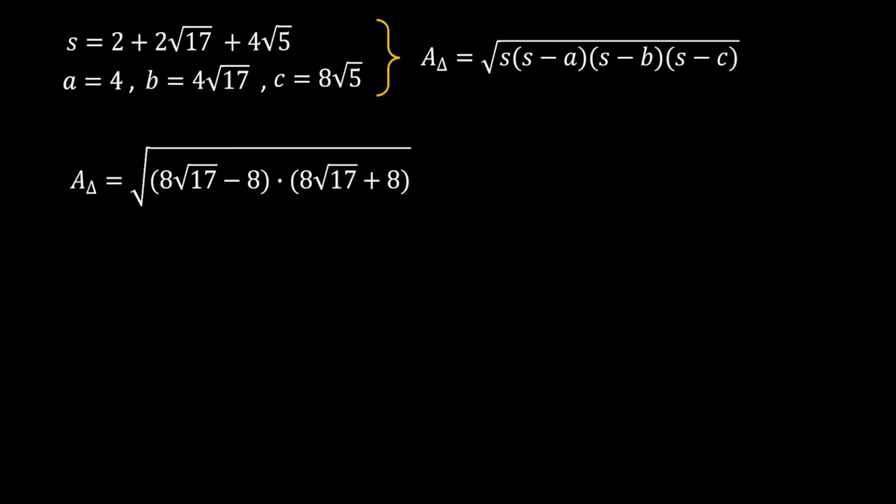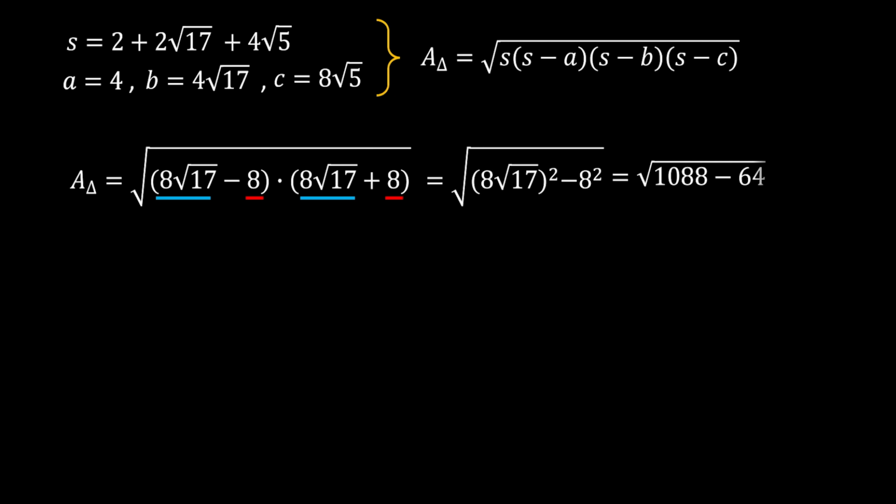Now here you can easily see that we again have the numbers which can easily be translated to the same formula for the difference of squares. So we're going to do just that. Now we're going to put everything to the square, and we're going to get that the area of our triangle is equal to square root of 1024, which means that the area is equal to 32.